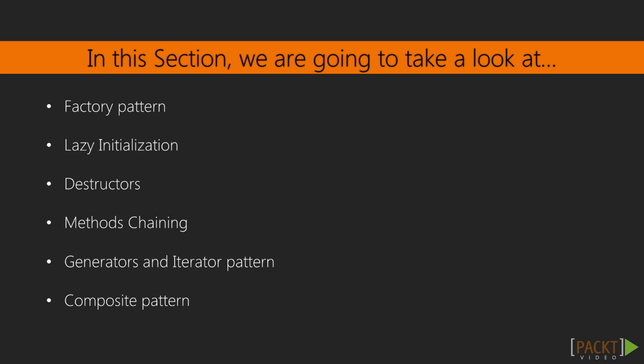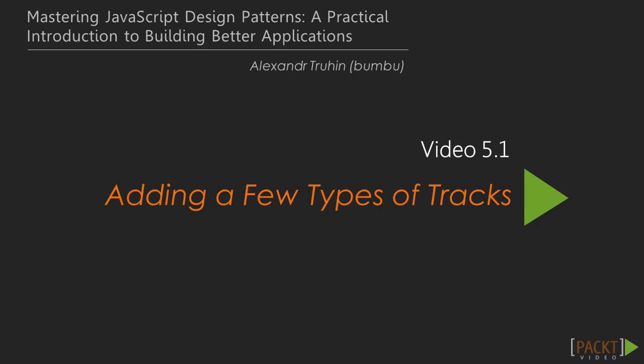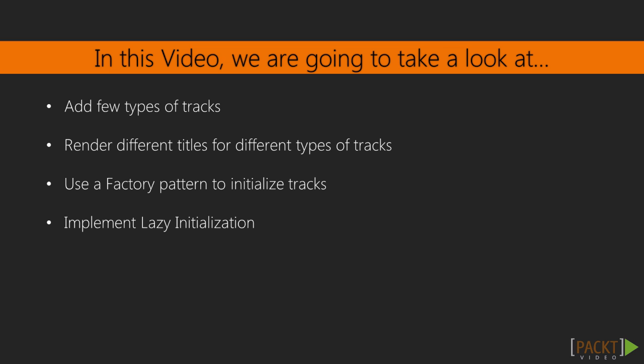In the last two videos, we'll add nested tracks and we'll implement mixins, but in a different way than in the previous section. So, in this video, we'll add a few types of tracks and we'll use the factory pattern to initialize them. Also, we'll implement lazy initialization.